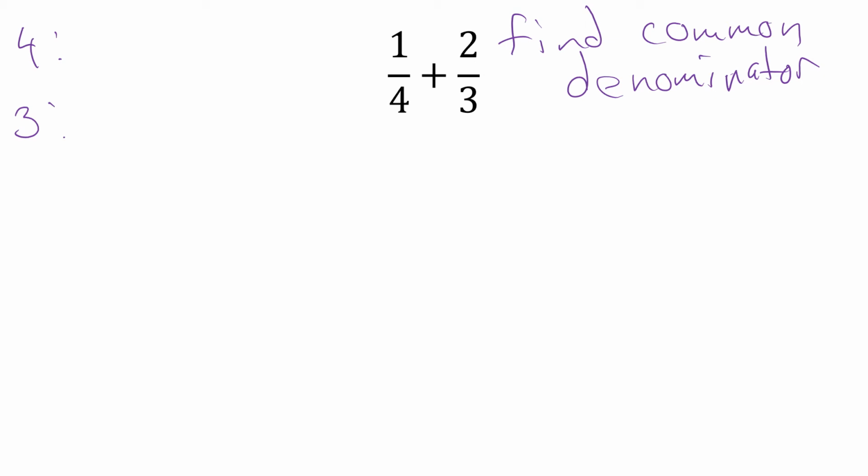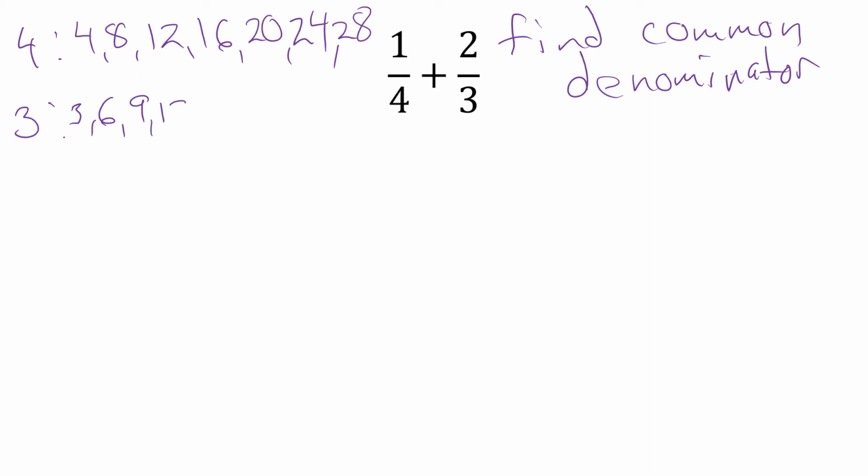So the multiples of 4. Well, 4, 8, 12, 16, 20, 24, 28. We could keep going in theory. Let's look at 3. 3, 6, 9, 12, 15, 18, 21, 24, 27. And again, that will keep going as well. Okay. So what do we have in common for 4 and 3? What multiple do they both share? Well, they both share 12. They also both share 24.